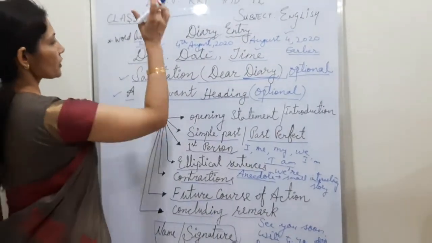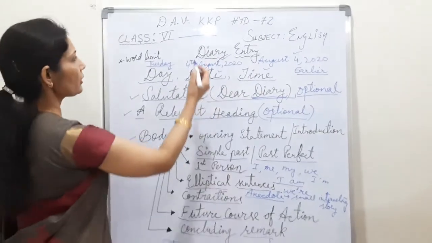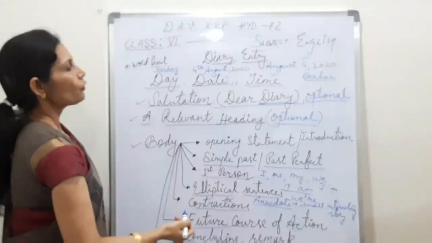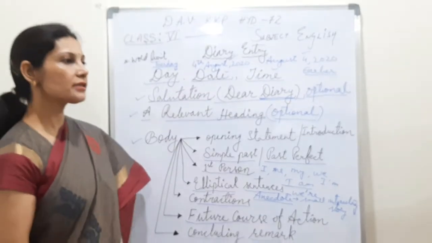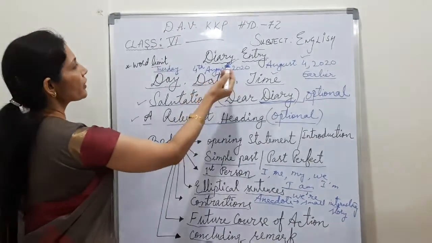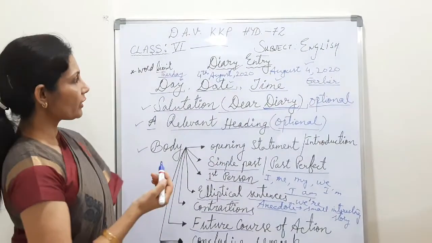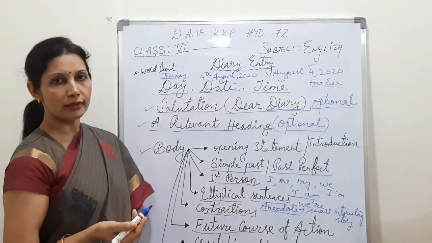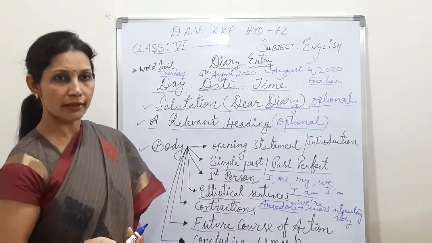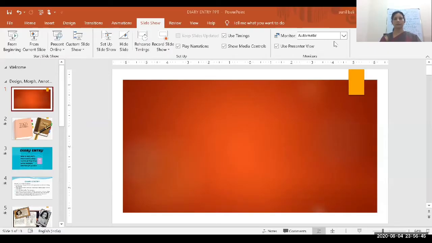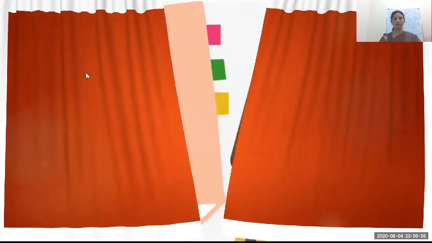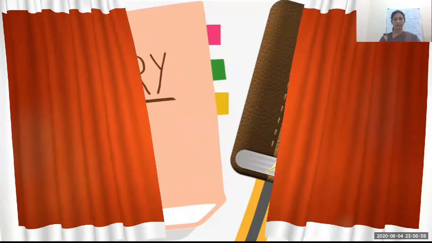So now children, this was all about the guidelines for writing the diary entry. Now moving on to our next module, let us see the format for the diary entry, and at the end I will show you some examples of diary entry so that you can learn in a better way how to write the diary entry. Children, now let us have a look at these slides so that you will have a better idea of writing the diary entry.